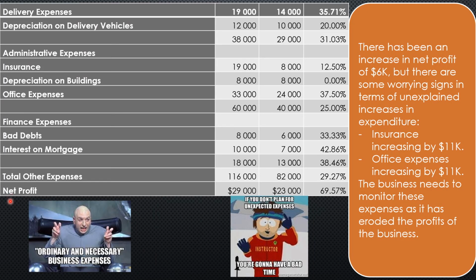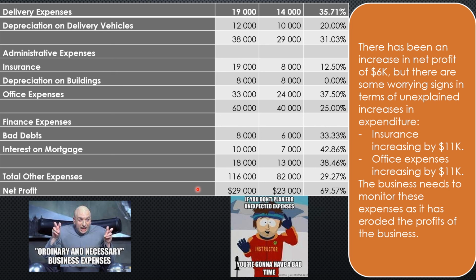Now, the next relationship we are actually going to look at is the net profit. Now, as we can see in this business here, compared to the previous year, our net profit has gone from 23,000 to 29,000, which is a good outcome for the business. However, it could have been improved had we actually had control over a number of key expenses.